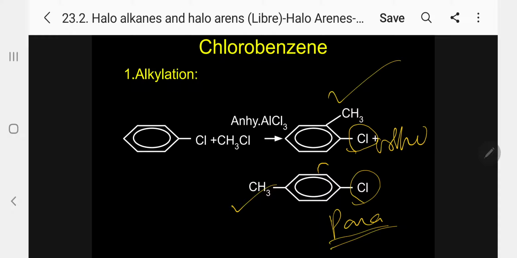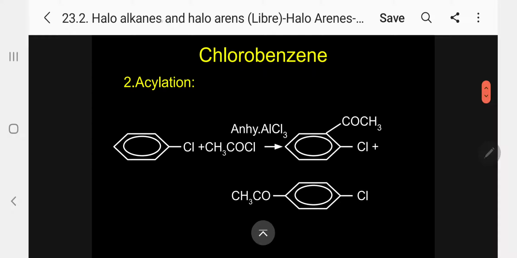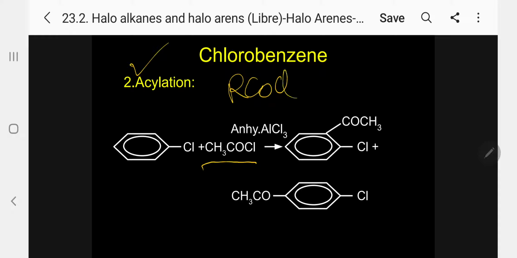So this is the most important reaction. If it is undergoing alkylation, it is producing a mixture of two products. Suppose it is acylation, the only difference is that instead of methyl chloride, we are using acetyl chloride. Not necessarily acetyl chloride, you can use any acyl chloride, in general. So what will happen here?